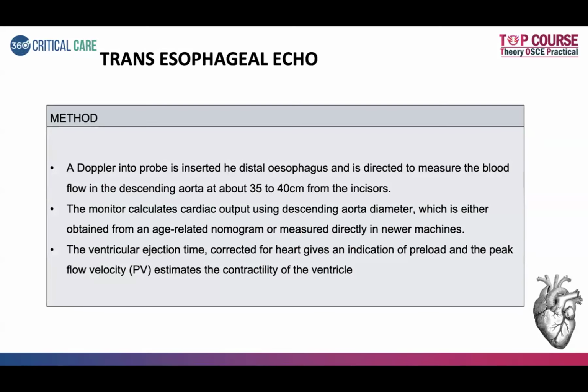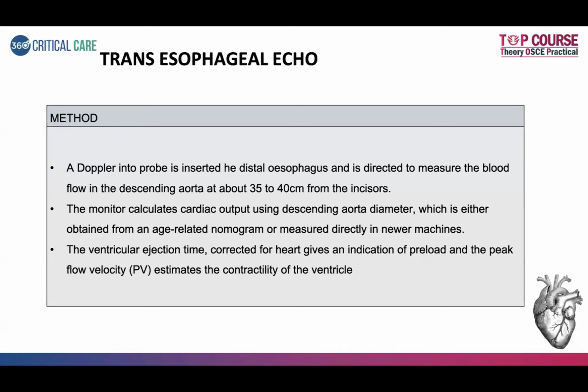So coming on to transesophageal echo. In minimally invasive, we have seen the transpulmonary technique, we have seen the pulse wave analysis technique. Now coming on to transesophageal echo. It is nothing but inserting a Doppler into a probe, and this Doppler probe is inserted into the distal esophagus by means of TE technique, and it usually measures the blood flow in the descending aorta at 35 to 40 centimeters from the incisors.